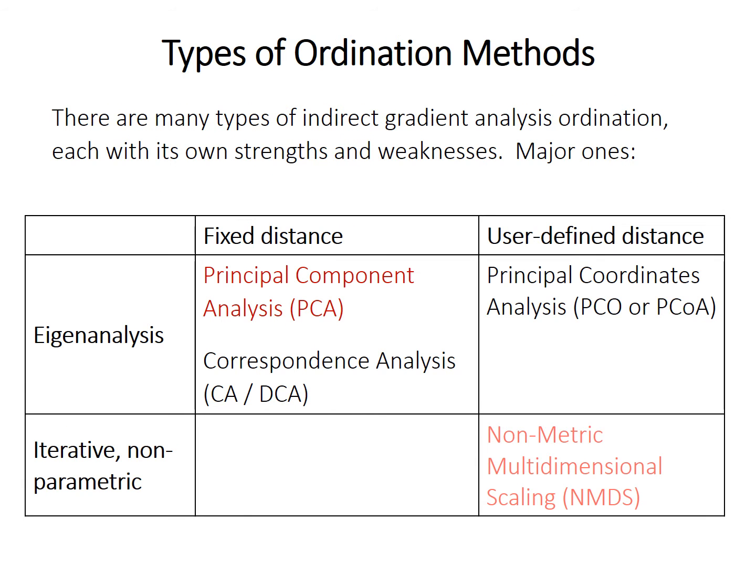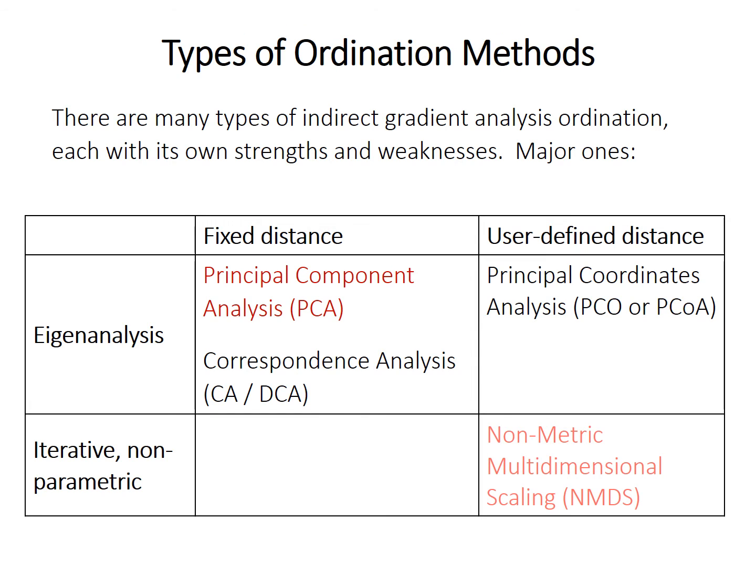So there are a variety of types of ordination, with different strengths and weaknesses. They're applicable in different circumstances with different types of data. This table lists some of the major ones. They're grouped in two ways. First, by how they measure distance between points, and then second, by how they determine the new axes that we use for data rotation. So some methods allow you to choose the measure that you're going to use for distance.